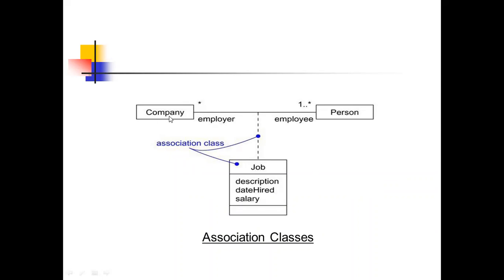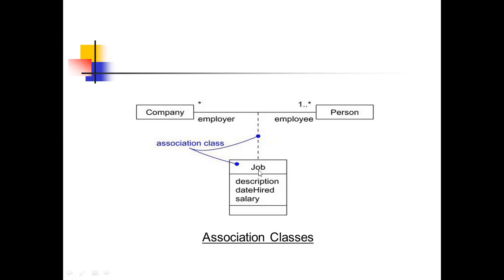Okay, so the company has an employer. That employer may be a person that is an employee. Here you can see the company having many employees, one to many. So here you can see the association class. There is a job. That another class participates in that relationship or in that association through this association class.